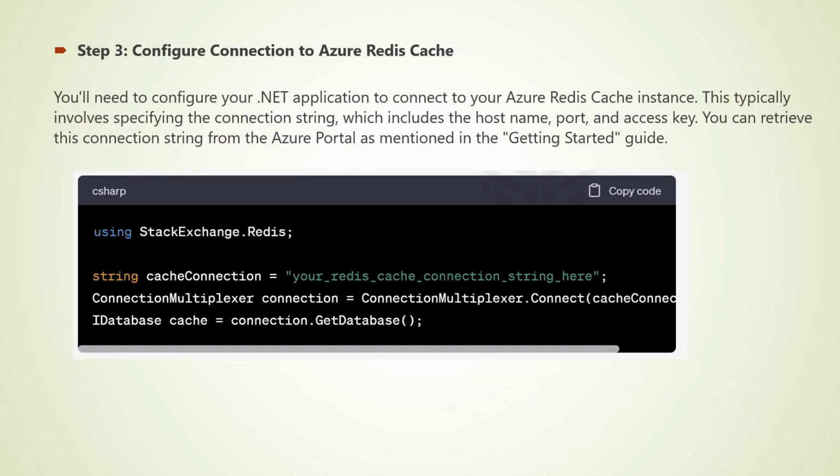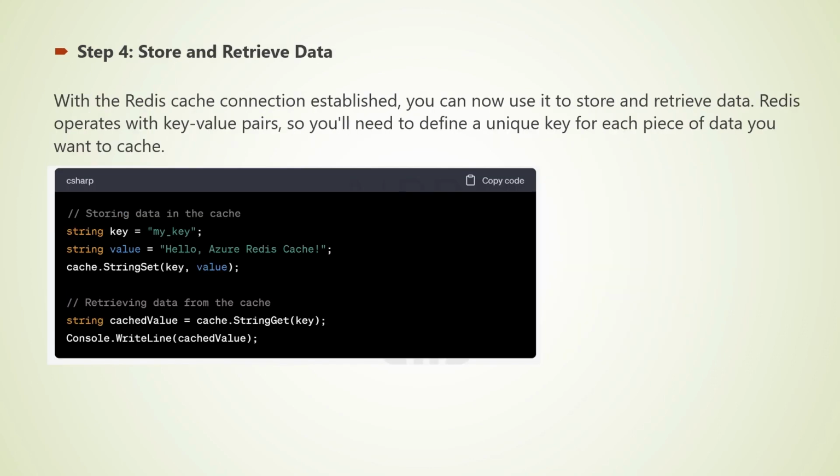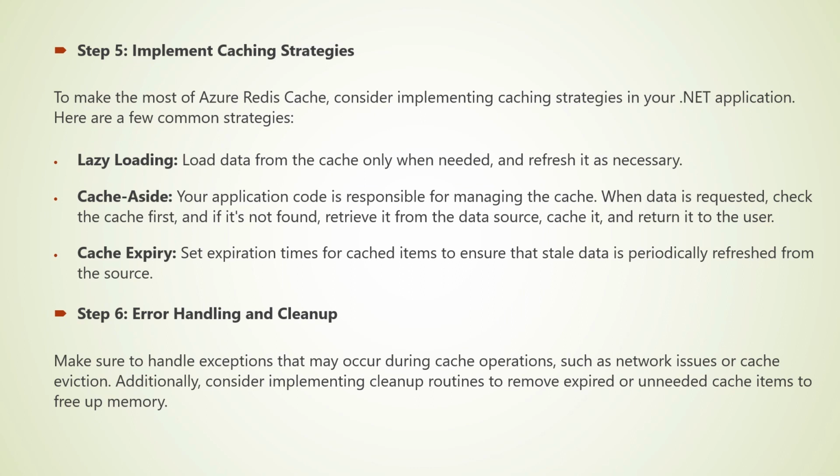Step 3. Configure connection to Azure Redis Cache. You'll need to configure your .NET application to connect to your Azure Redis Cache instance. This typically involves specifying the connection string, which includes the host name, port, and access key. You can retrieve this connection string from the Azure portal as mentioned in the Getting Started guide. Step 4. Store and retrieve data. With the Redis Cache connection established, you can now use it to store and retrieve data. Redis operates with key-value pairs, so you'll need to define a unique key for each piece of data you want to cache.